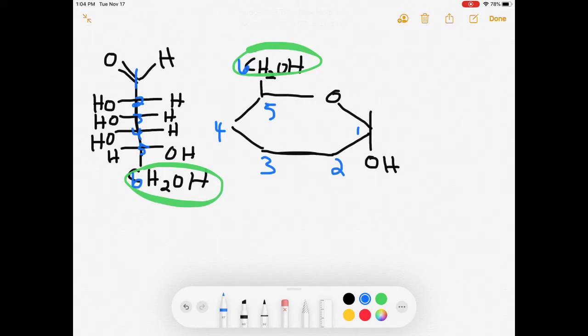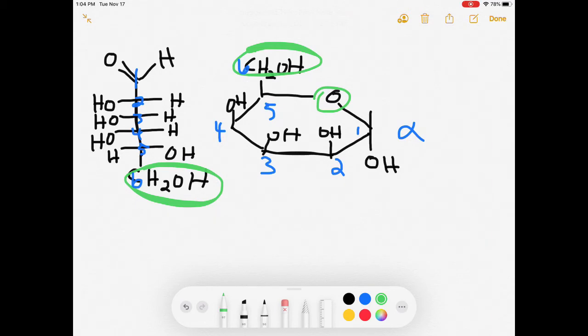So again, I've drawn the alpha anomer. So now we can put in our OHs. So we have carbon 1, now carbon 2. So it's to the left, so it's going to go up. Carbon 3, same thing, is going to go up. Carbon 4 also goes up. And then carbon 5, OH, is this O right here. So that's the alpha anomer.